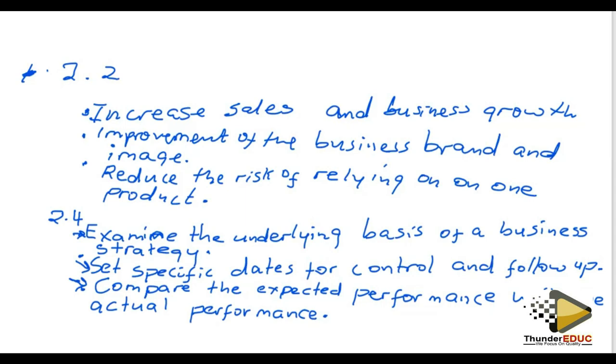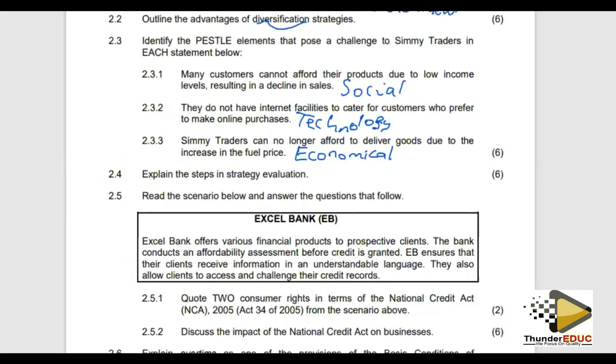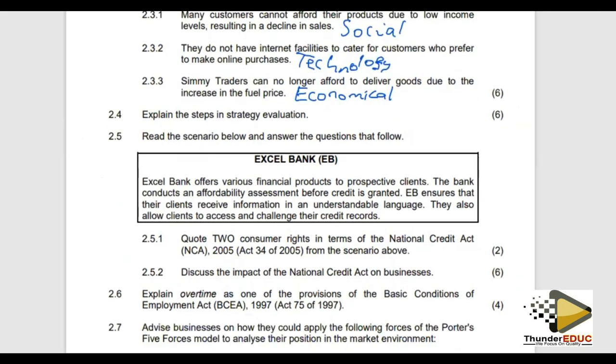The next question, we have 2.5. So 2.5, always make sure that you read the scenario to understand. Don't just scrutinize the given scenario. Because what I have actually observed, most of the grade 12 learners scrutinize instead of reading to understand the concept, of which in most cases they go wrong there. So now read the scenario below and answer the questions that follow.